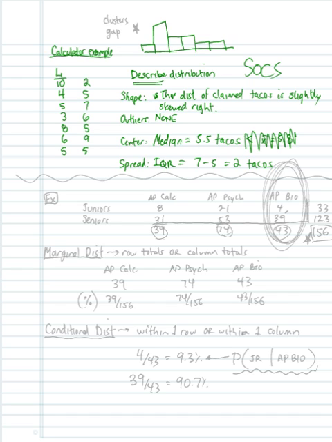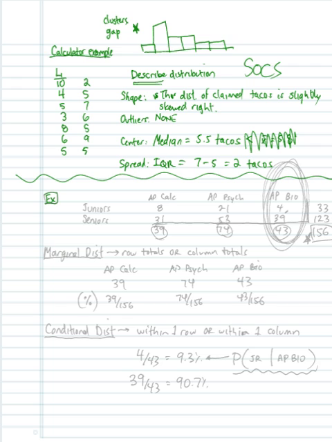Now the conditional distributions are a little bit trickier. As a general rule for a conditional distribution, that means that you're going to be looking within one row or within one column. So how do you decide whether you're going to be within one row or within one column? You have to read the question, okay? And what you're looking for is the condition that is given. That's why it's called a conditional distribution.